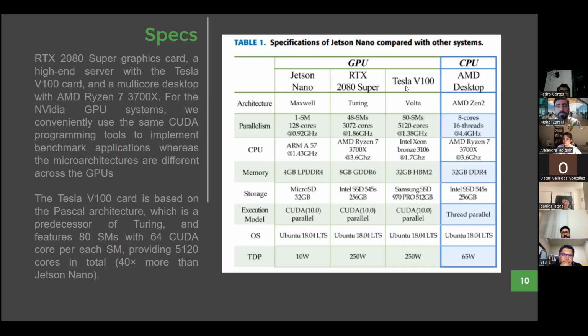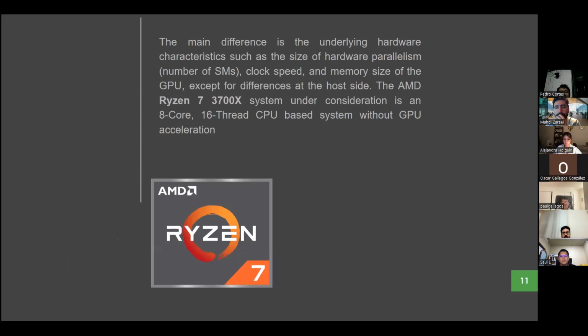So we also have the Tesla and an AMD desktop with the Ryzen 7, which has a different architecture from the other ones because it uses the GPU in a different way. So these are the more technical specifications for that one. And this one is a processor that can be found in laptops and desktop equipment.